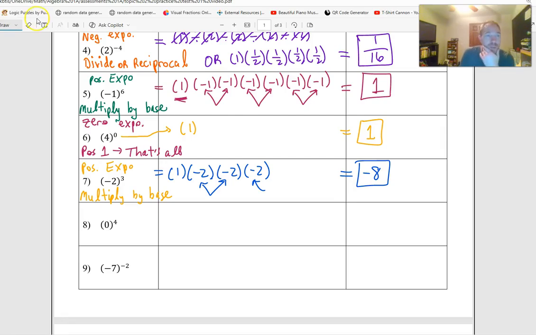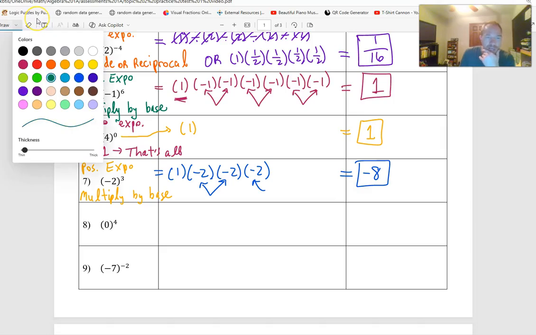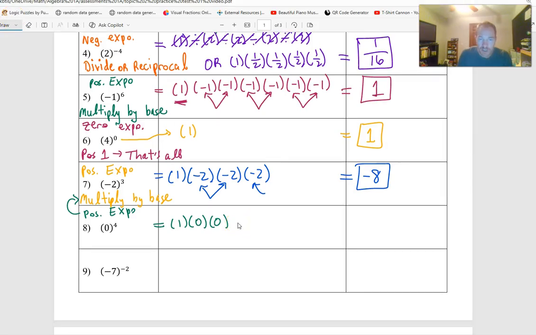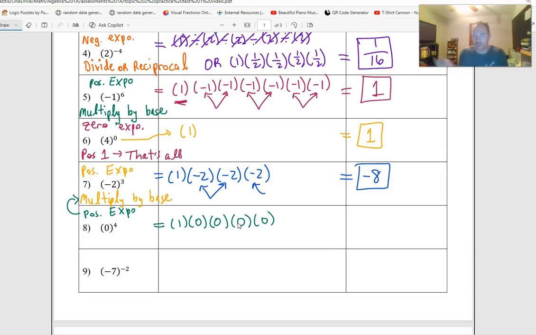All right, 2 more. 0 to the 4th power. Well, I can still start with a positive 1 here, but then with a positive exponent, it's just like number 7. I'm going to multiply by that base. So the base is 0. I'm going to multiply with a 0 4 times. Let's rewrite that, that's a little bit better. The base is 0, 1, 2, 3, 4 times. And now I'm multiplying. Well, multiplying with all these zeros is just going to give me 0.